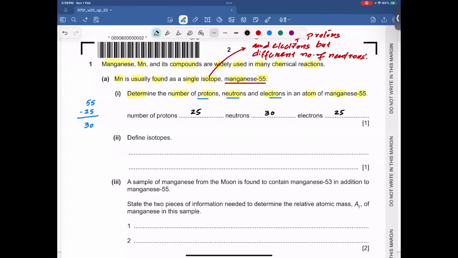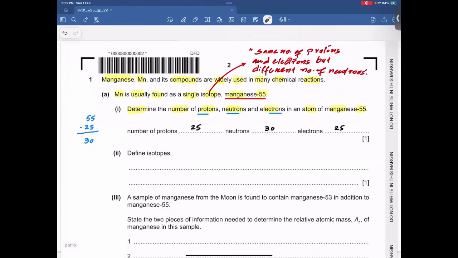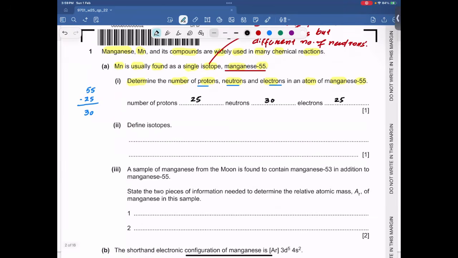All right. Well, that's define isotope. And that's what I've done here. So it has only one mark. So you can write same number of protons and electrons, but different number of neutrons.